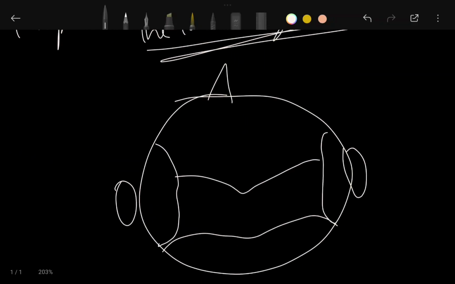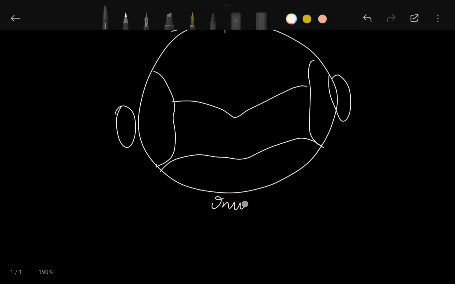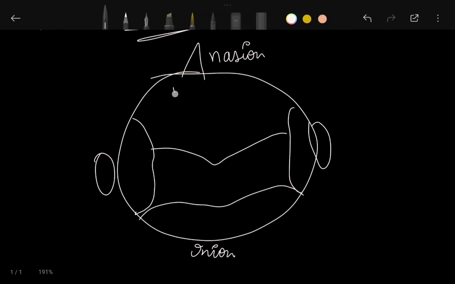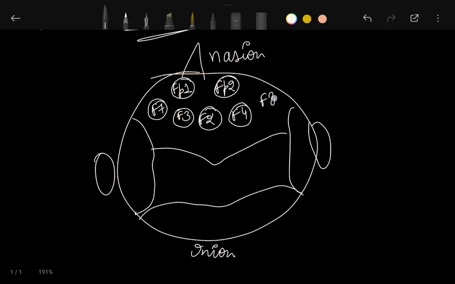Now, what happens by placing leads? This is the nasion, and this part is the inion. At the nasion we have FP1. Frontal leads are first of all FP1, then FP2, then we have F7, F3, F2, F4, and F8. Okay, these are the frontal ones.